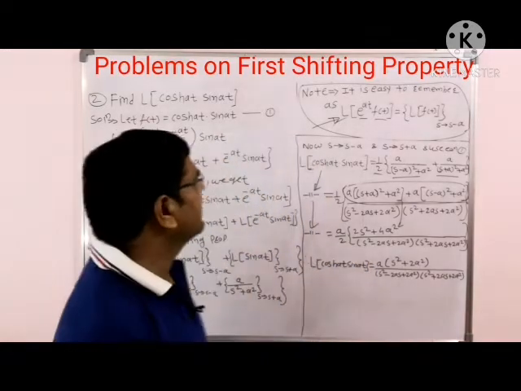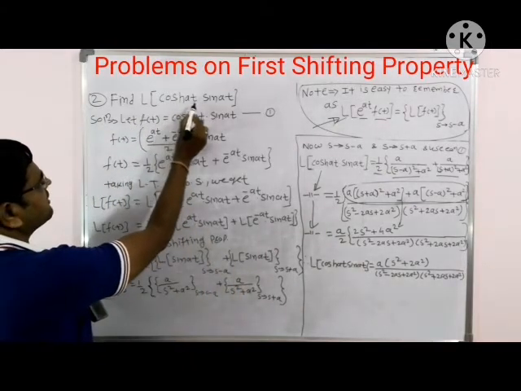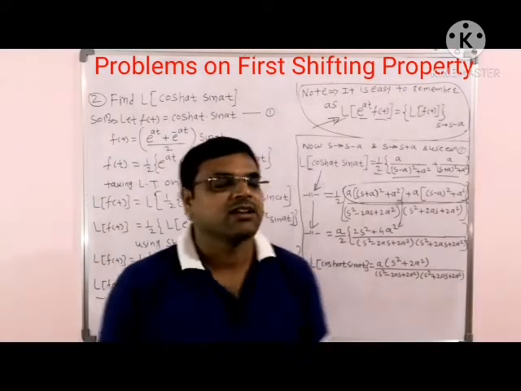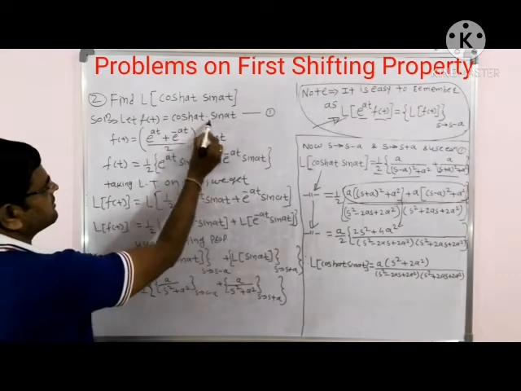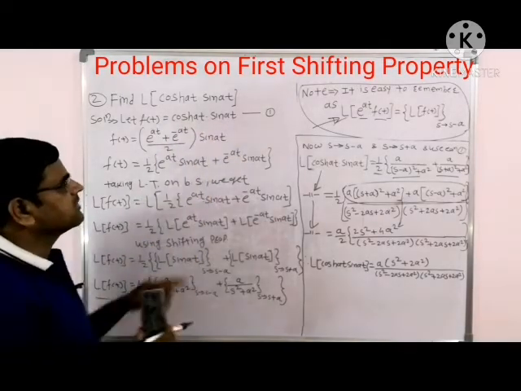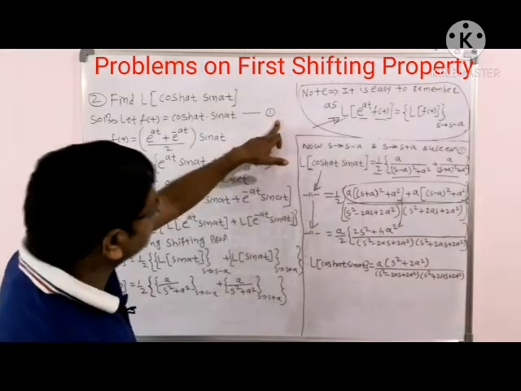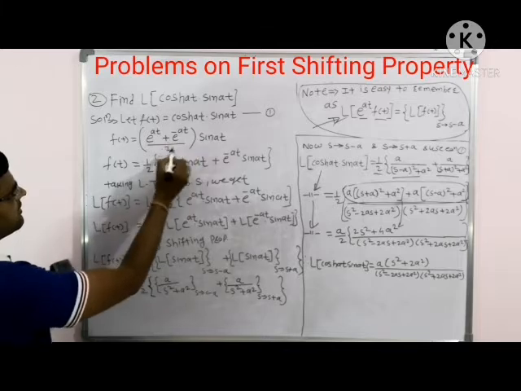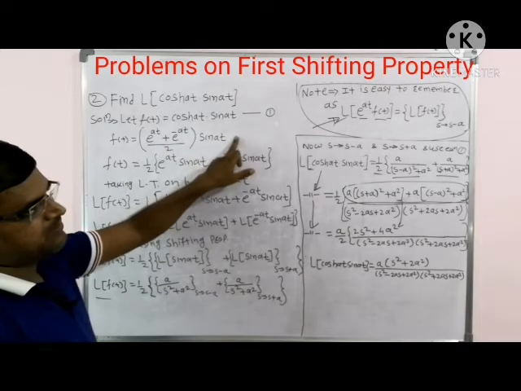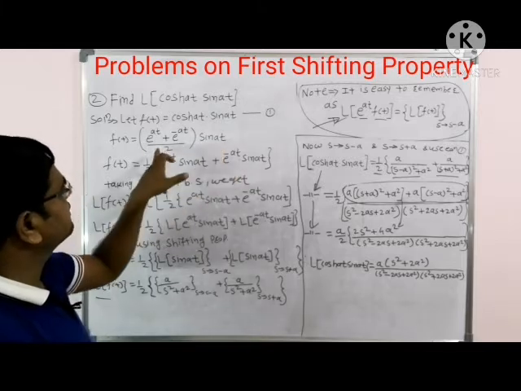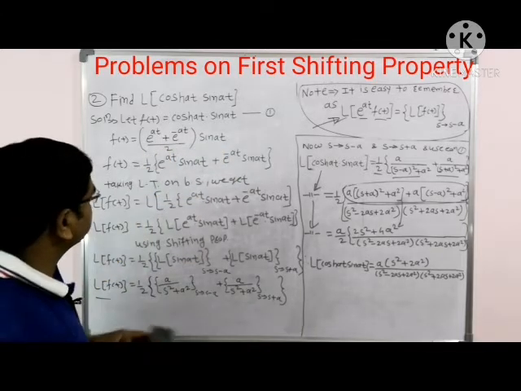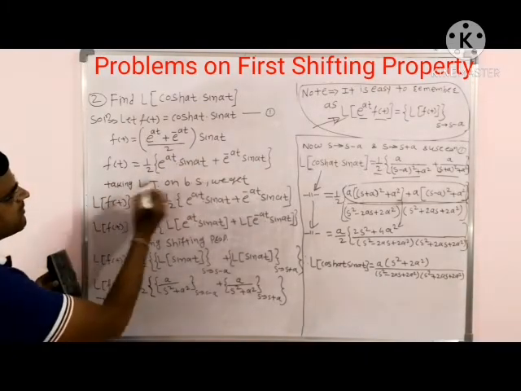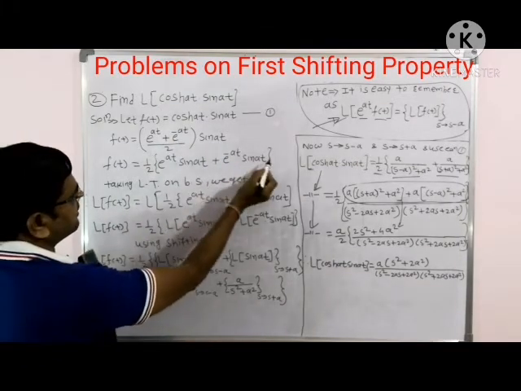The second problem is to find the Laplace transform of cosh at into sin at. What is the solution? Let us suppose that f of t equals cosh at sin at. Let it be equation number 1. Now by using the hyperbolic function formula, that is (e raised to power at plus e raised to power minus at) divided by 2, into sin at. Now multiply this term into the bracket, taking 1 by 2 common. So f of t equals 1 by 2 in bracket e raised to power at into sin at plus e raised to power minus at into sin at.